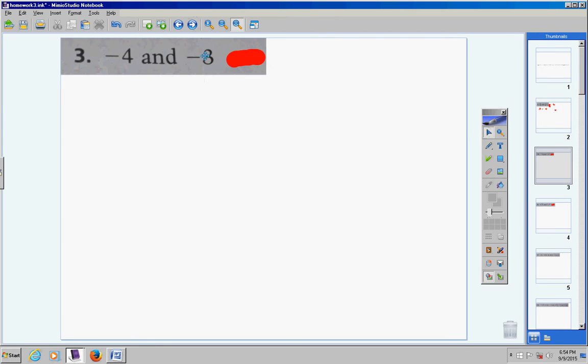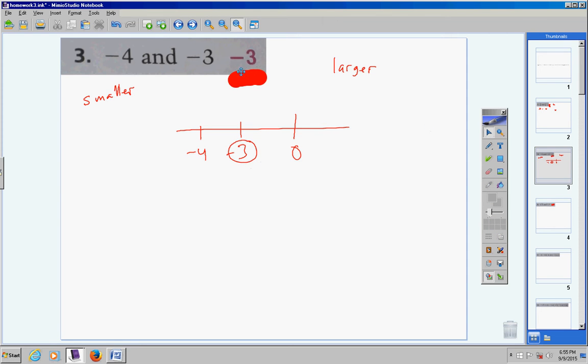Okay, moving on to number 3. Which number is bigger? Now, sometimes negatives can be confusing. So here's 0, -1, -2, -3, -4. Which number is further to the right? Remember, on a number line, as you move to the right, the numbers always get larger. Always, okay? And as you move to the left, the numbers always become smaller, okay? So, which number is further to the right? -3. So -3 is the bigger number between -3 and -4.